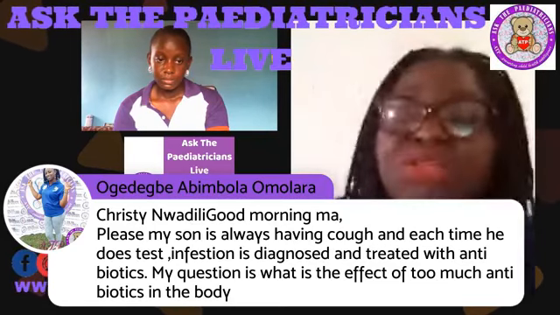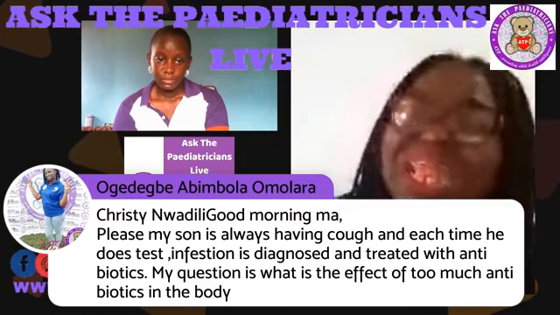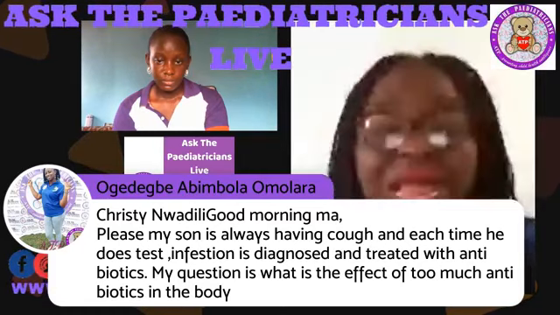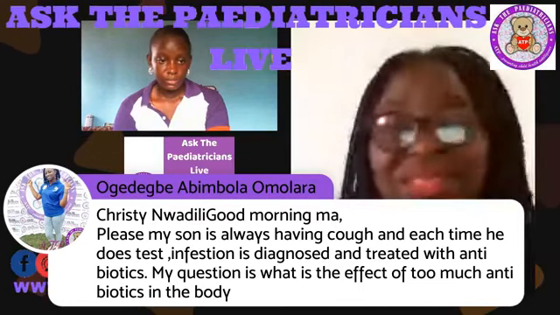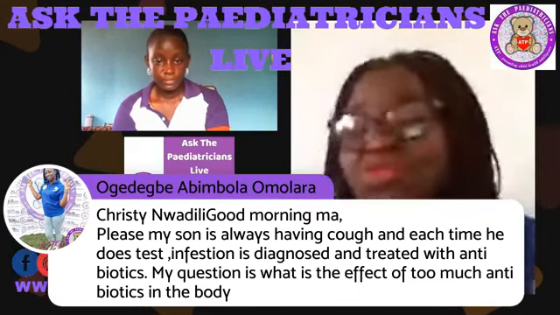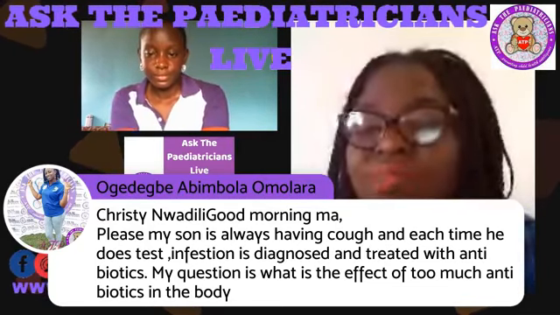Too much antibiotics will cause antibiotic resistance, which means that when your child eventually needs a particular antibiotic, the antibiotic will not be working. And if we don't have an alternative, that is like a death sentence, because that means there's no treatment for that child. So you don't really want to keep on using antibiotics all the time.